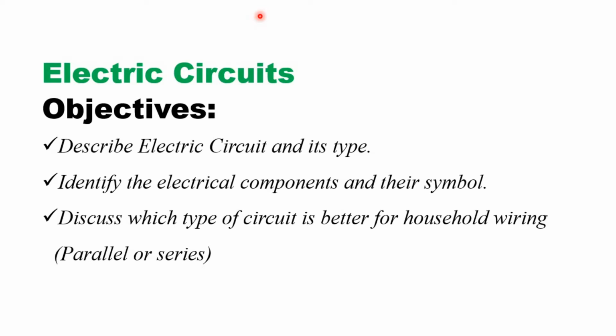Before going into the lesson, let me present you some of the objectives of the lesson. The first objective is to describe the electric circuit and its types, and I will help you identify the electrical components and their symbols. And finally, I'll be discussing which type of circuit is better for our household wiring.